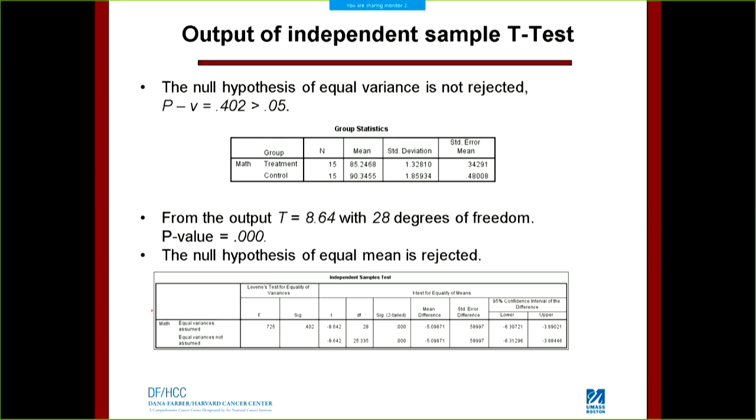We use the first t-test, and here is the test statistic with 28 degrees of freedom and a small p-value, so the null hypothesis is rejected. The null hypothesis is rejected, which means there is a significant difference between those two groups. Again, we mentioned that we may want to check the distribution of the outcome variable.